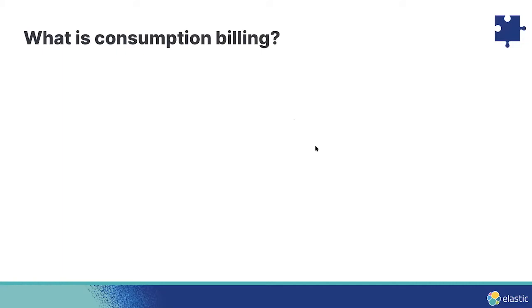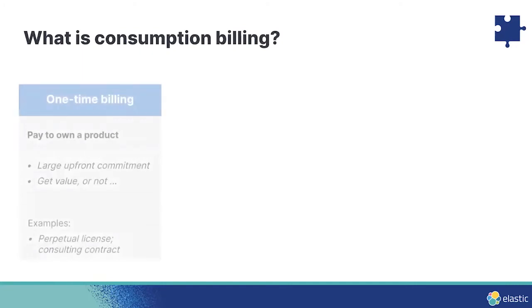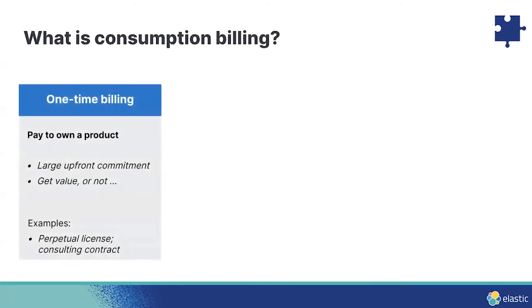So starting with consumption billing, and with the risk of slight oversimplification, if you think about different types of selling models of selling software, there's one-time billing, where basically you pay to own a product. This has been typically used in the past for purchasing perpetual licenses. And it does feature a large upfront commitment, just like owning anything, right? If you get it and you don't get value out of it, then that's money lost.